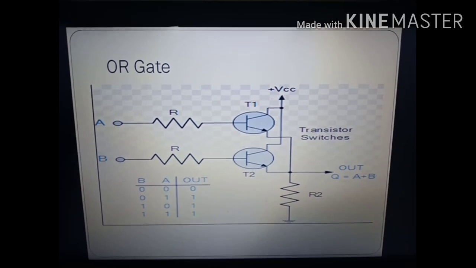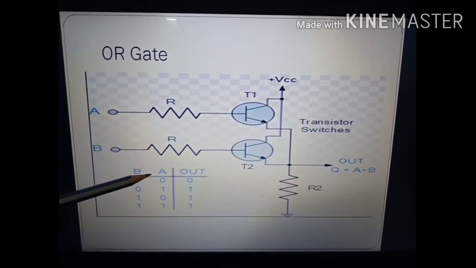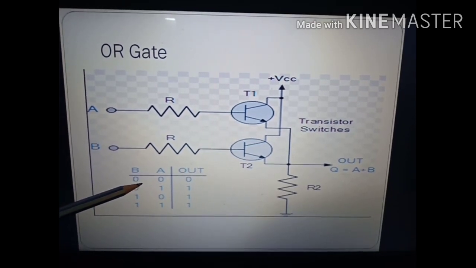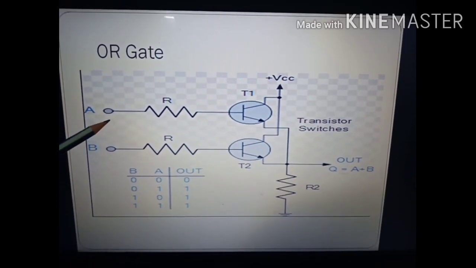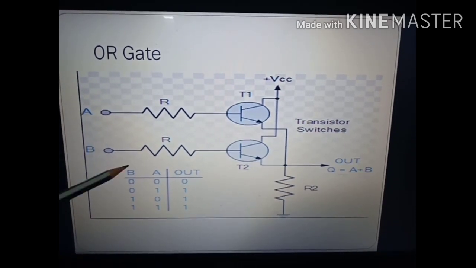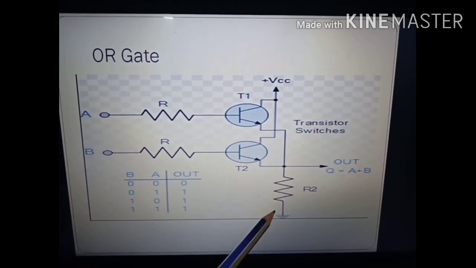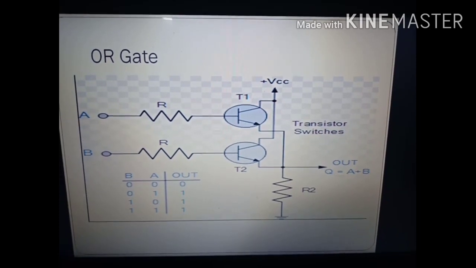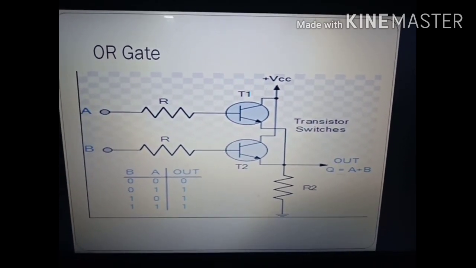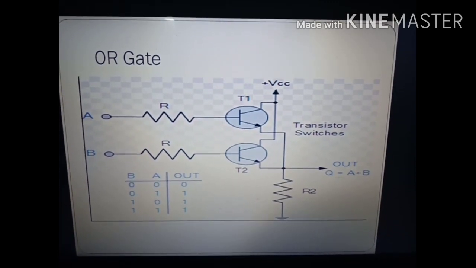Now in the first case, where A and B, both inputs of the OR gate, remain in the lower state, 0, 0. In this case, A is 0, B is 0. Then what will happen? Both T1 and T2 transistors will remain in the off state, so no current can pass through T1 and T2.